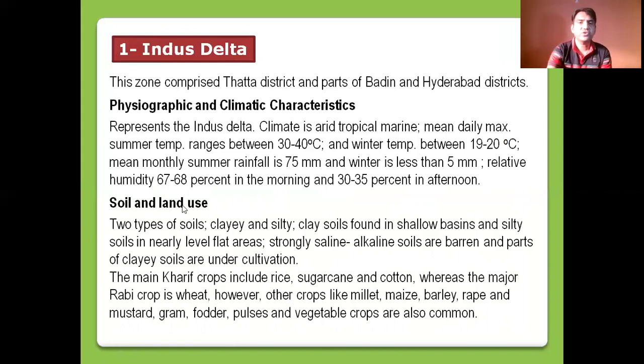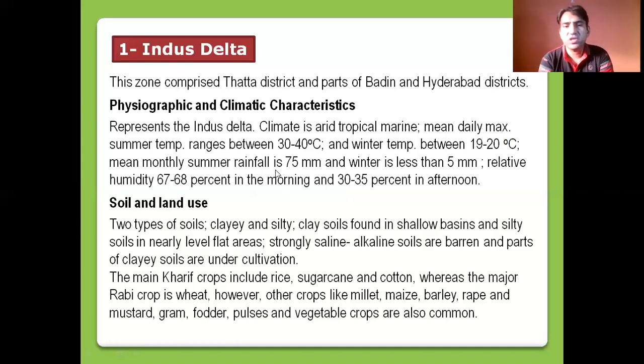In terms of physiographic climatic characters represented in the Indus Delta, climate is arid tropical marine, mean daily maximum summer temperature ranges from 30 to 40 centigrade. So average temperature is 30 to 40 centigrade, and winter temperature is 19 to 20 centigrade. So it is different in the winter and the summer. So you can easily see the average temperature here.